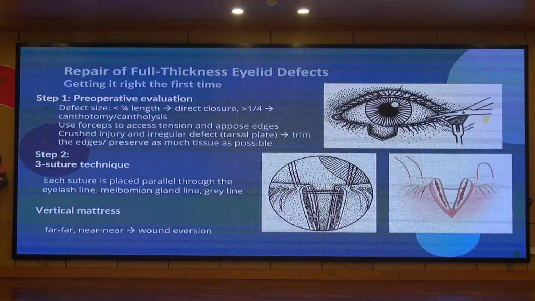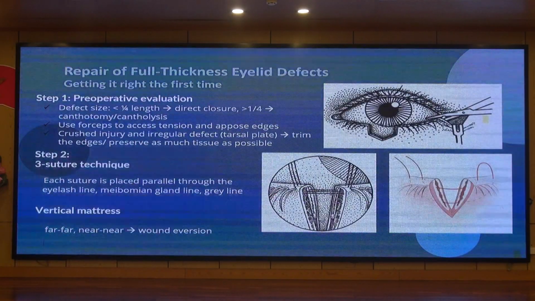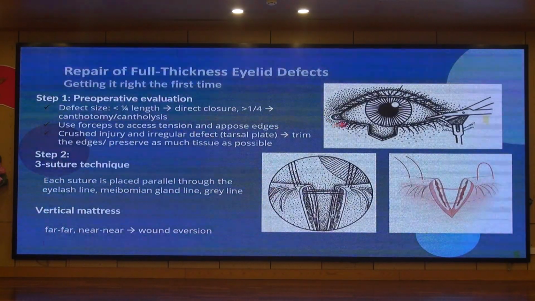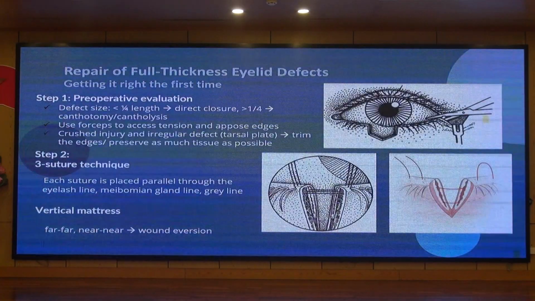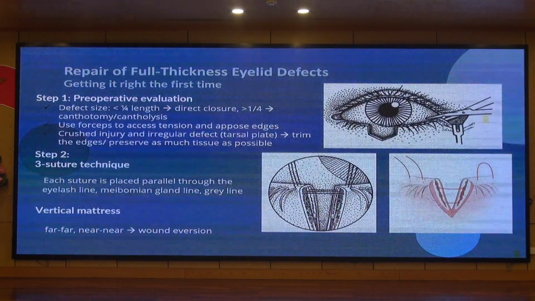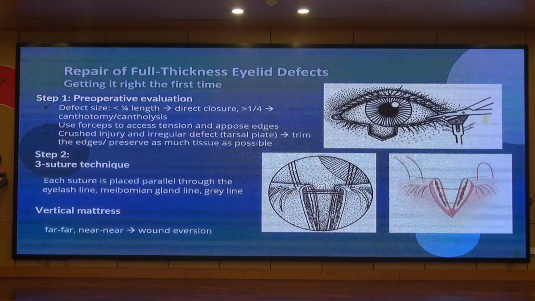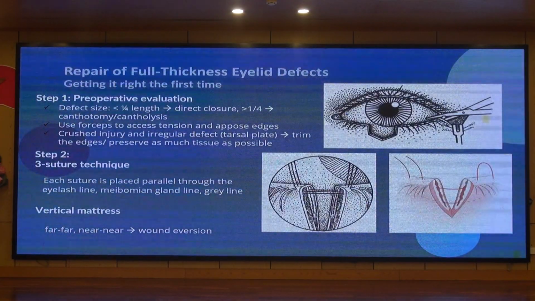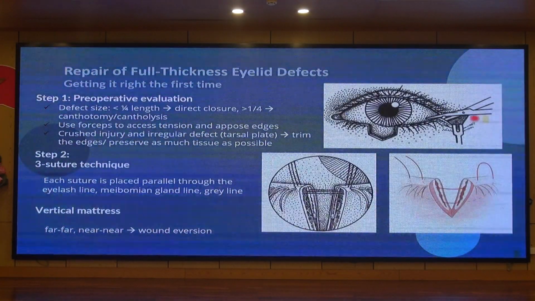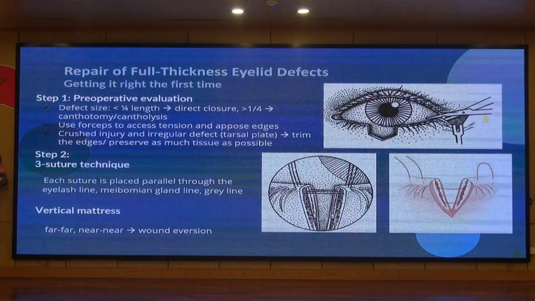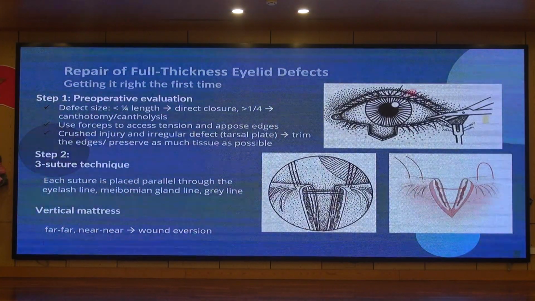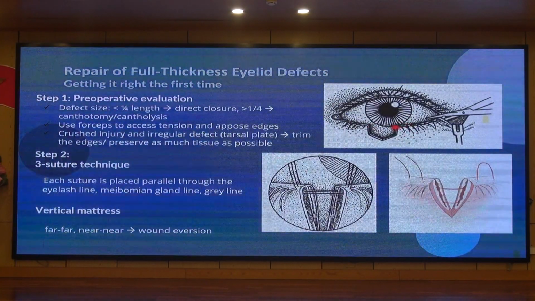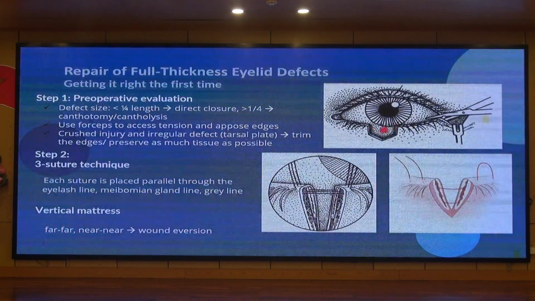So I will just quickly remind you how to repair full thickness eyelid defects. Before the operation, we have to evaluate if the defect size is less than 1/4 the length of the eyelid. We'll do a direct closure. If it's more than 1/4 of the eyelid, we have to do a cantotomy or cantholysis. We'll then use forceps to assess tension and to oppose both edges.